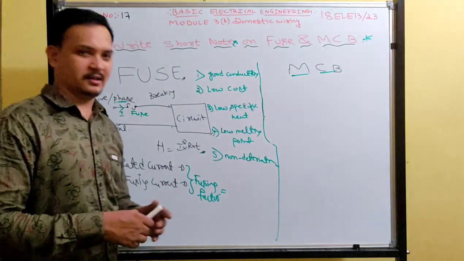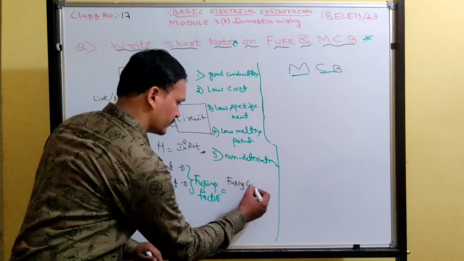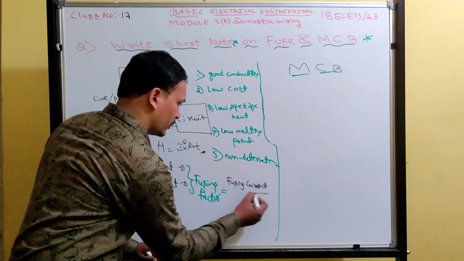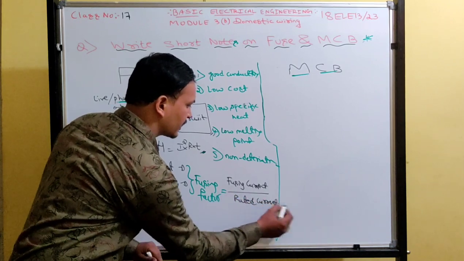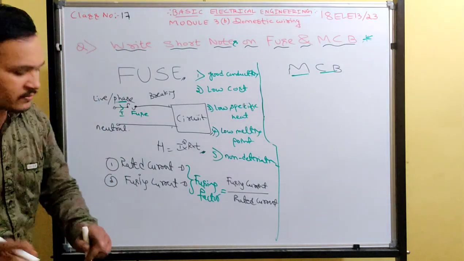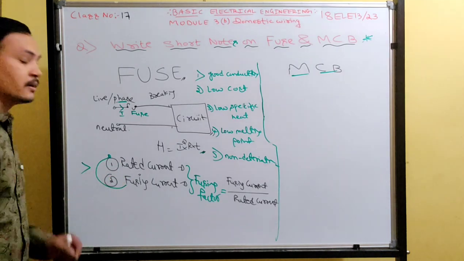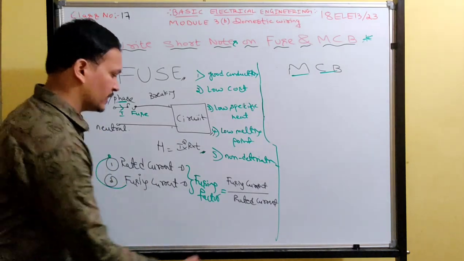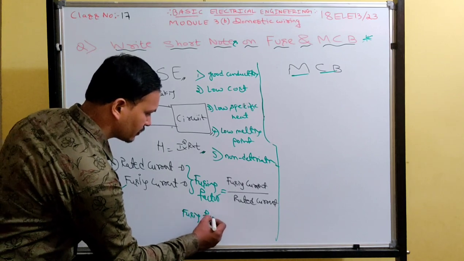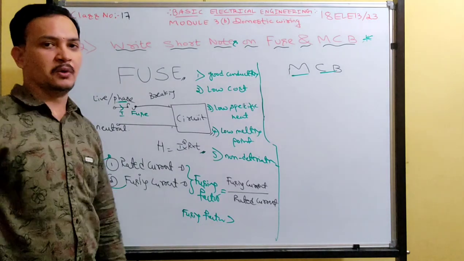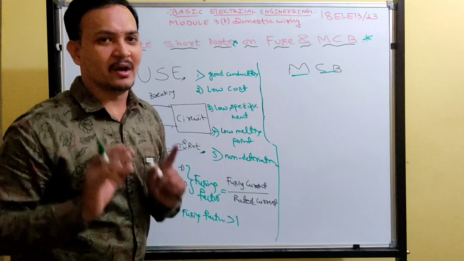What is fusing factor? It is defined as the ratio of fusing current to the rated current. Keep in mind, the fusing current should always be more than the rated current. Therefore, the fusing factor should be more than 1. The fusing factor should always be more than 1.